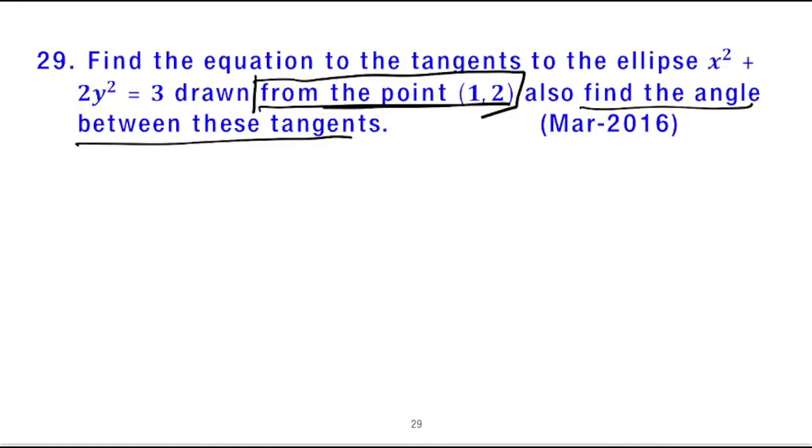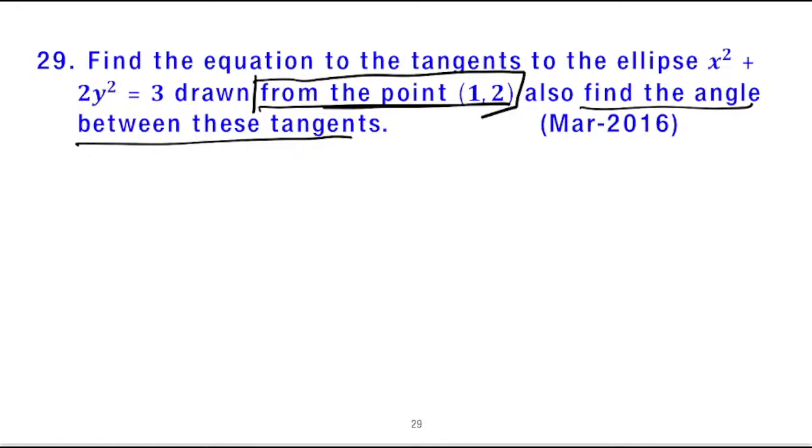Find the equation of tangent to the ellipse drawn from the point (1, 2) and also find the angle between these tangents. That's it. Okay, so how to do this question? Good question only, but how to do it?